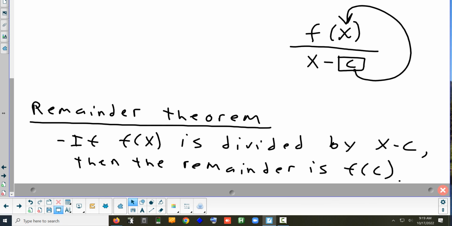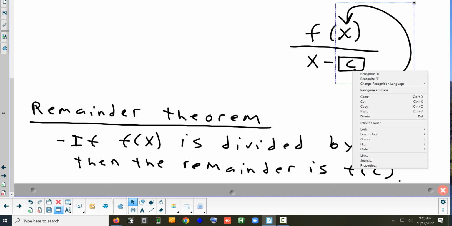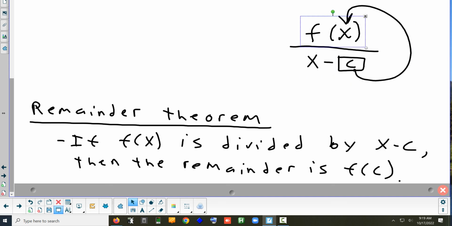I'm calling this value c. That's what I called it in mine. So not the minus, just what's in the box. So take what's in the box, plug it into the top, and you will automatically get the remainder. We're going to go back and try it on the first problem right now and see if we get 6.